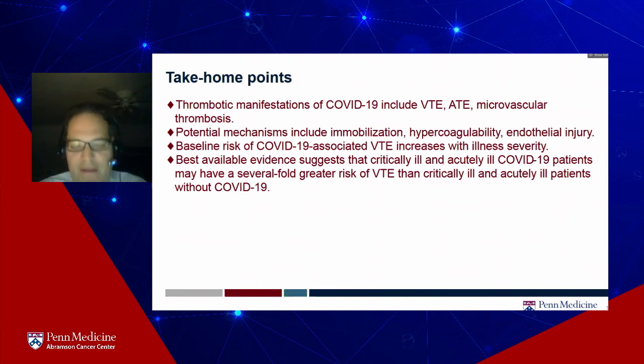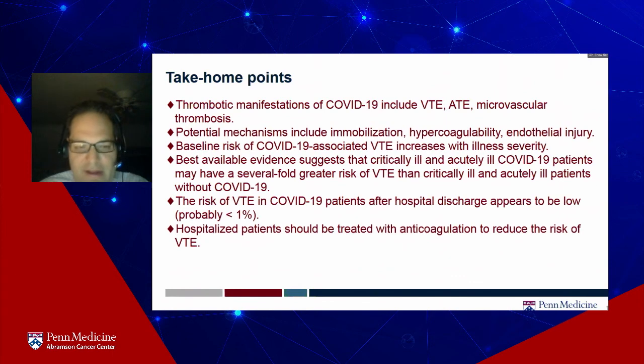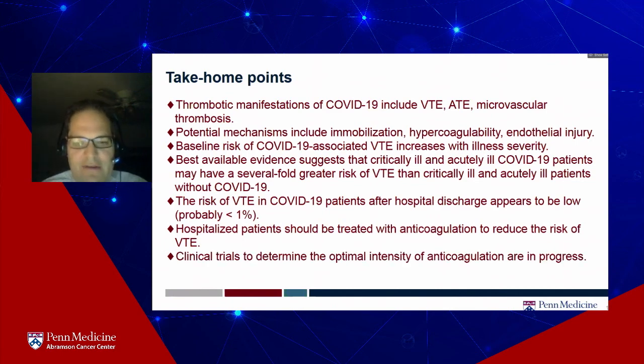But again, the evidence in COVID-19 is of low quality and we need better, higher quality data. The risk of VTE in COVID-19 patients after hospital discharge appears to be quite low, probably less than 1%. But hospitalized patients who are at greater risk should in general be treated with anticoagulation to reduce the risk of VTE, and clinical trials to determine the optimal intensity of anticoagulation are currently in progress.